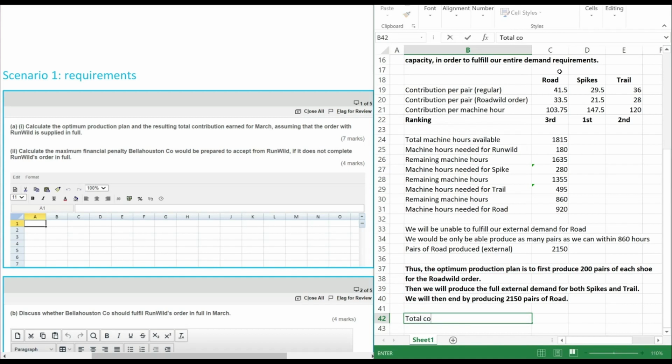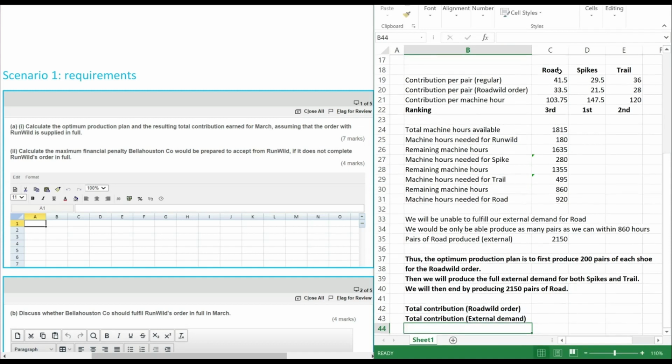So for the total contribution, we will perform two separate calculations to make our job easier. For the Run Wild order, the total contribution for the external demand, and then the total contribution overall.